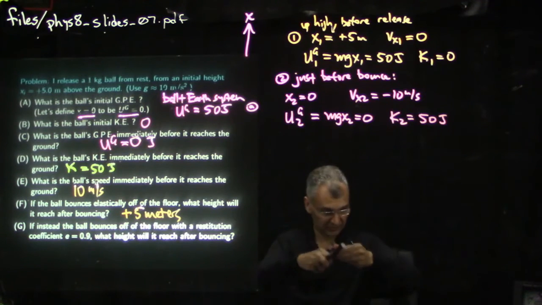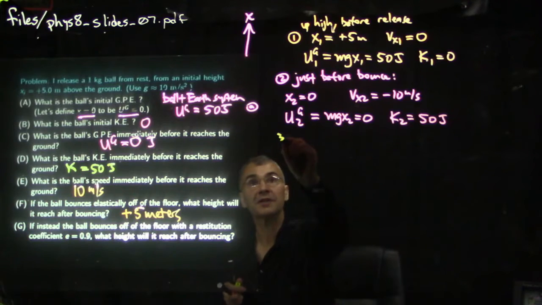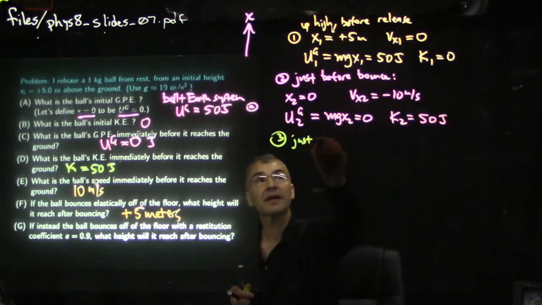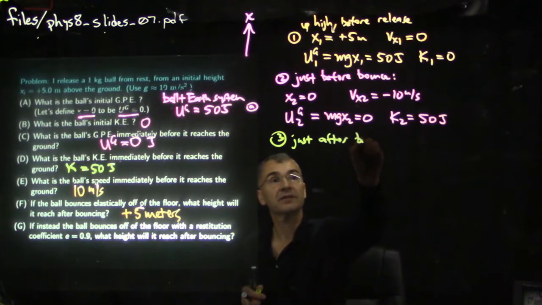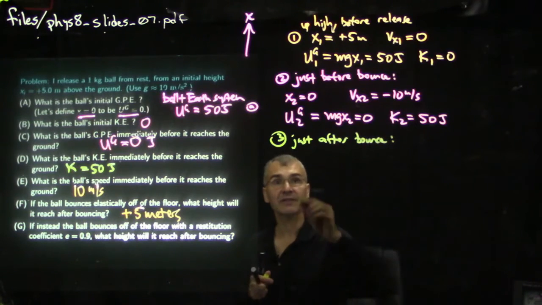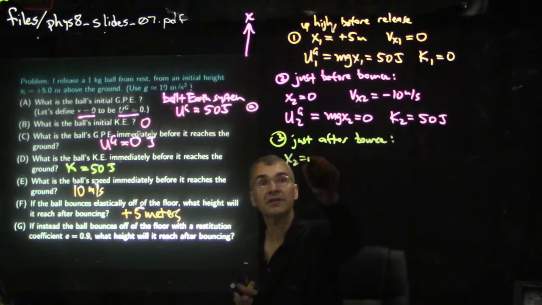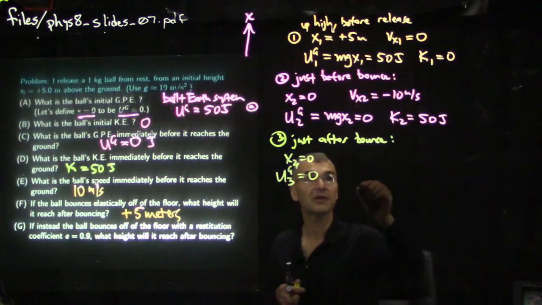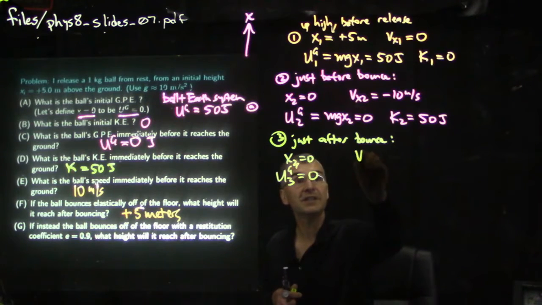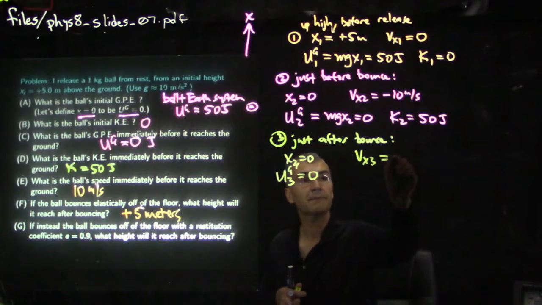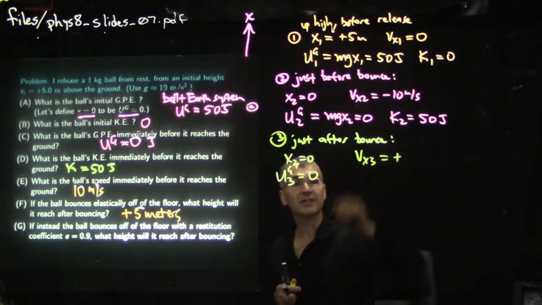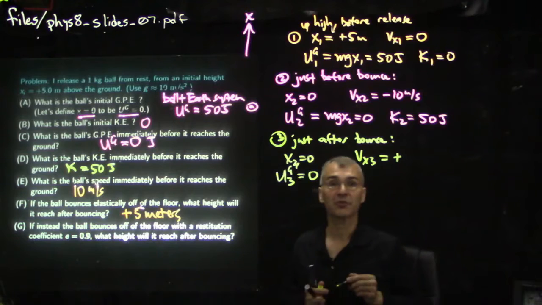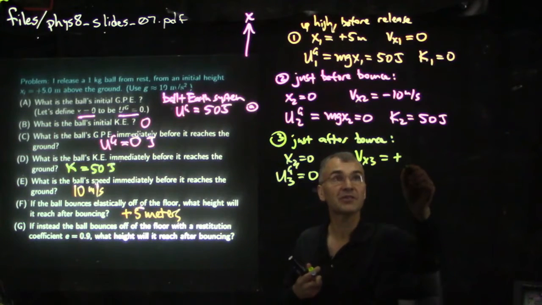And then we have K2, that's 1/2 mv squared, so this turns out to be 50 joules. Now, see, this is the fun part. Now we're going to say instant 3 is just after bouncing. Okay, just after bouncing, x3 equals 0. So we have U gravitational 3 is still 0. It's mg times 0 is 0. And then we have v_x3. Well, it's upward, so it's some positive number, but it's not 10 meters per second.